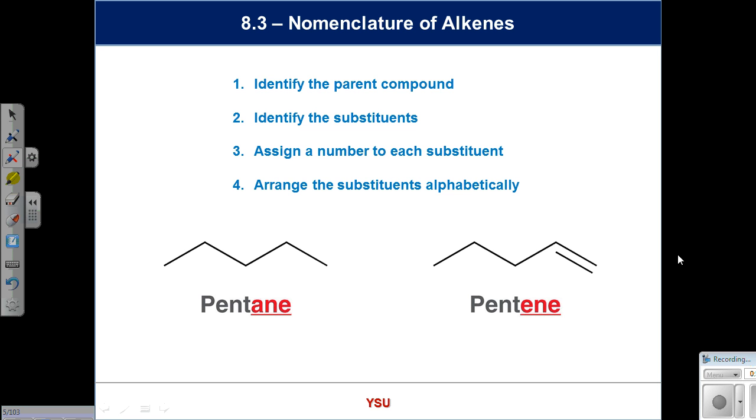So on the left, I have pentane as an alkane, no double bonds, no functional groups. On the right, I have pentene, and pentene is an alkene, so it gets a different ending. Pentene right there.